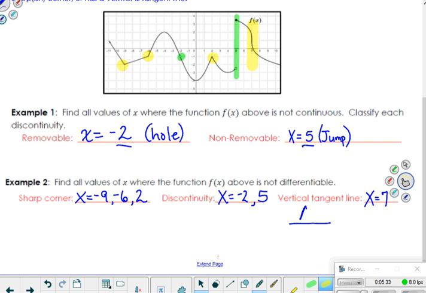Well, if I think about change of y over change of x for our slopes, the y value is changing around that, but the x value is not. And so we'd have some value up on the top, but we'd be dividing by 0, and that's going to give us an undefined slope. So that's why it's not differentiable at a vertical tangent line.